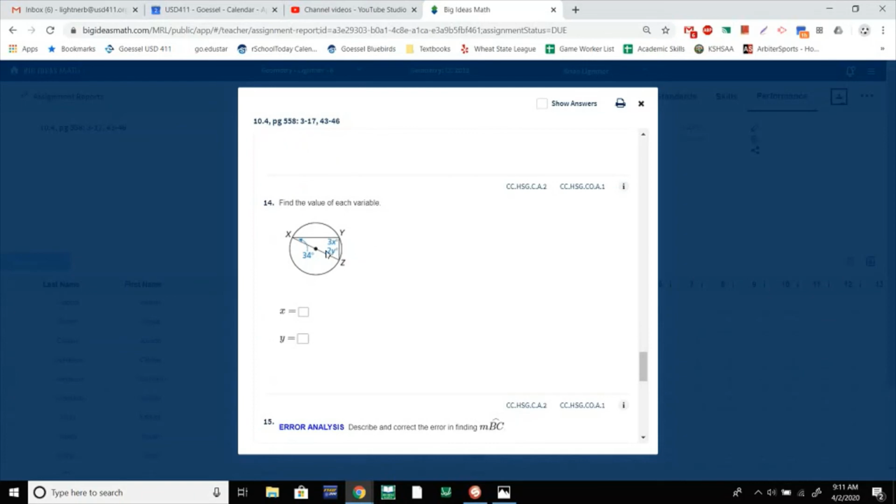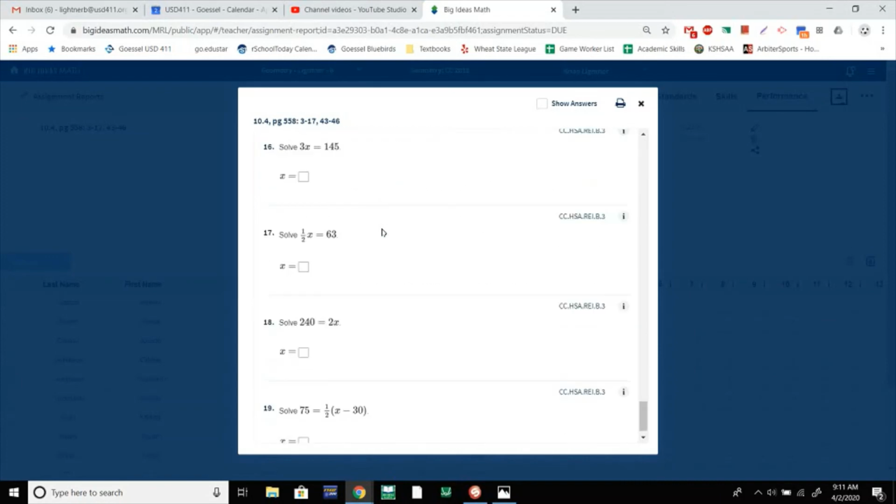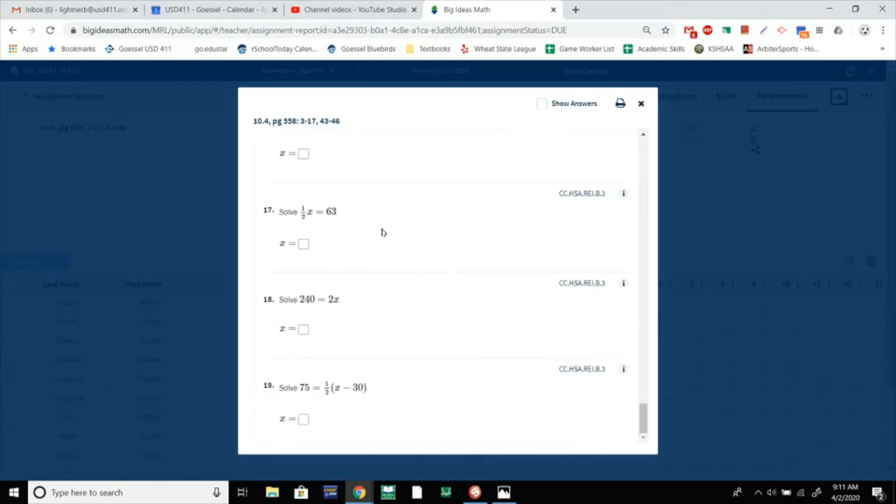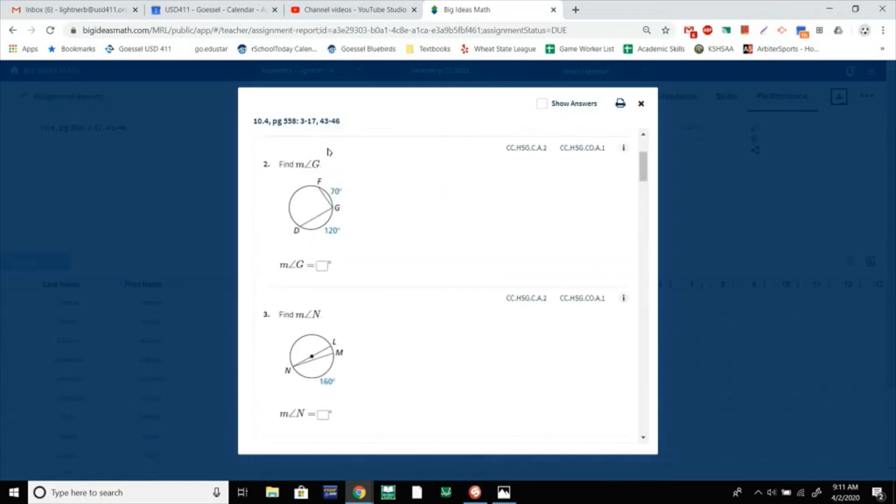Find the value of each variable. Okay, you got a diameter. You got a triangle inscribed in a circle. That's the inscribed right triangle theorem to look at that. Oh, it's some basic equation solving. Go for that. Okay, that's it.